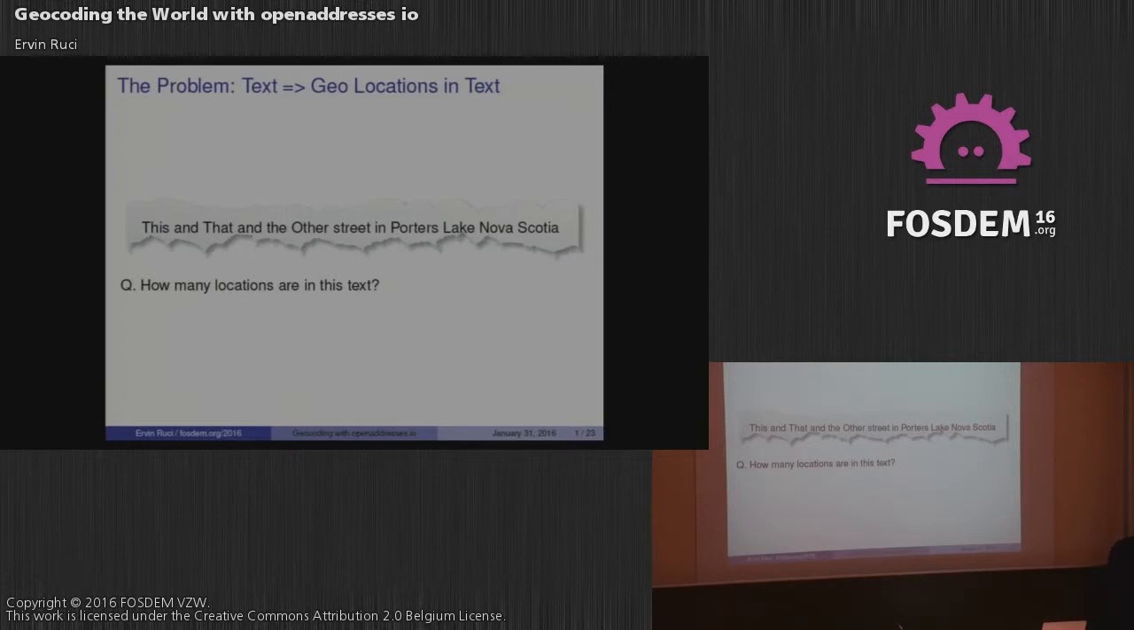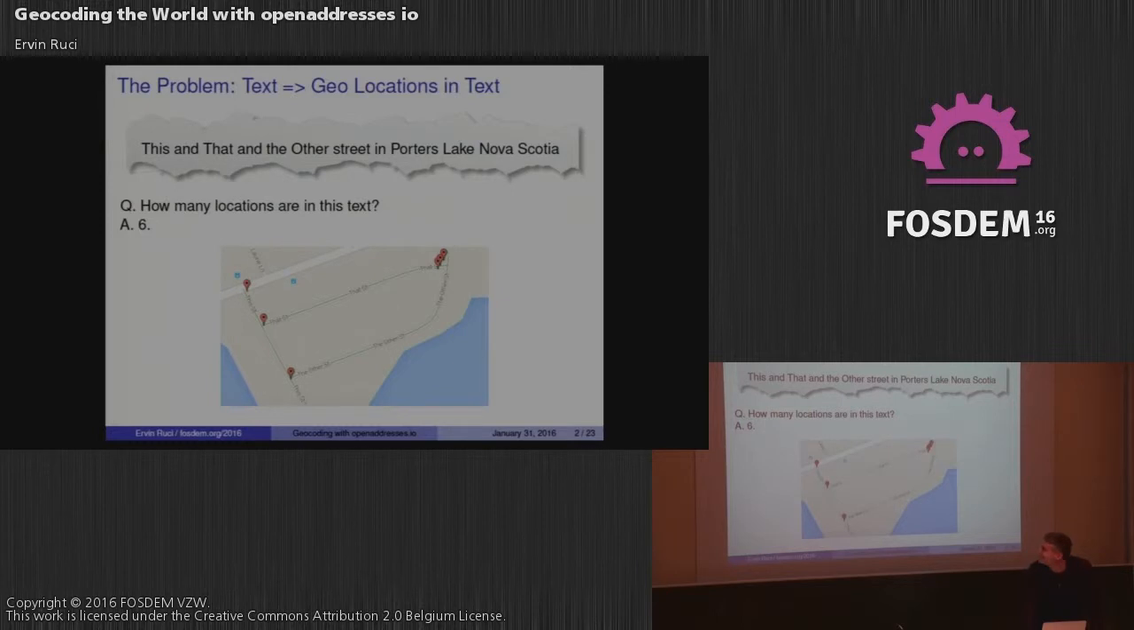Any other guess? At least seven. This and that and the other street in Porter's Lake, Nova Scotia. Seven? Between seven and five? Six? It's six. Oh, they actually exist, yes, these streets. I'm not making this up.